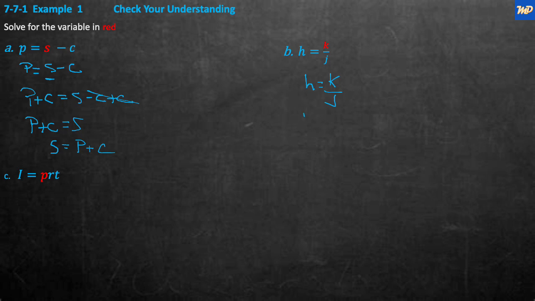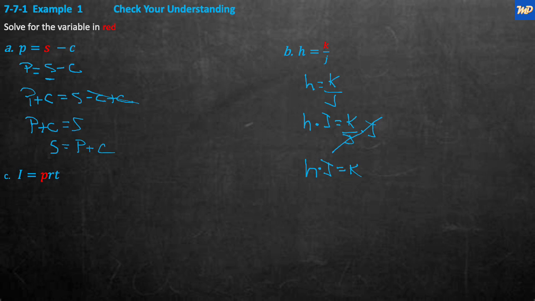So we're going to say that H, we're going to multiply both sides, times J, is equal to K over J times J. These J's cancel, and we're left with the K. So we have H times J is equal to K.